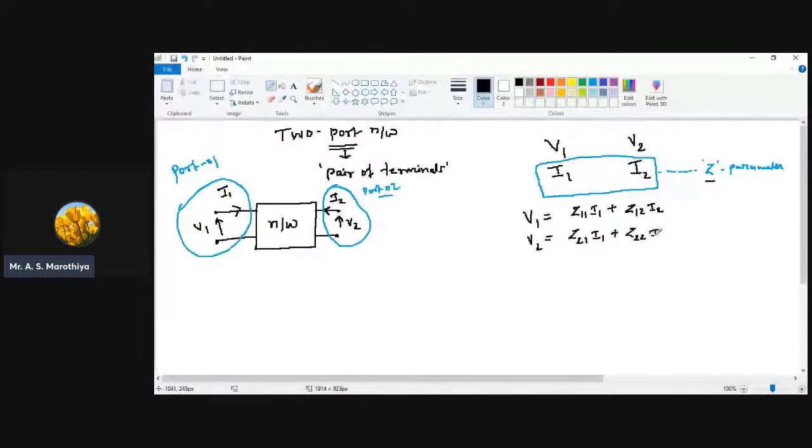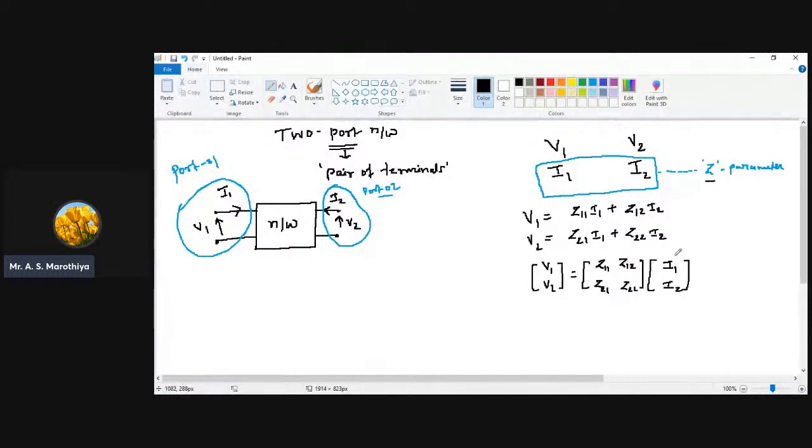Or suppose you are interested in writing this in terms of a matrix, so I can write here V1, V2 in a matrix, equal to what? Z11, then here we have Z12, then Z21 and Z22, and then here we have I1 followed by I2. So this is the representation of the Z parameter or Z two-port network.